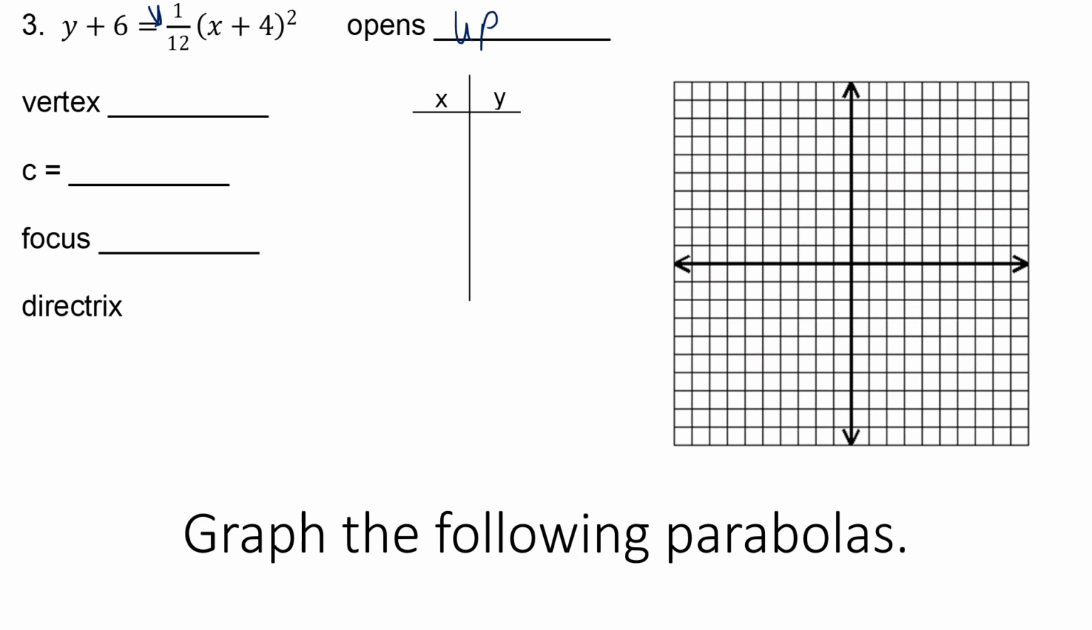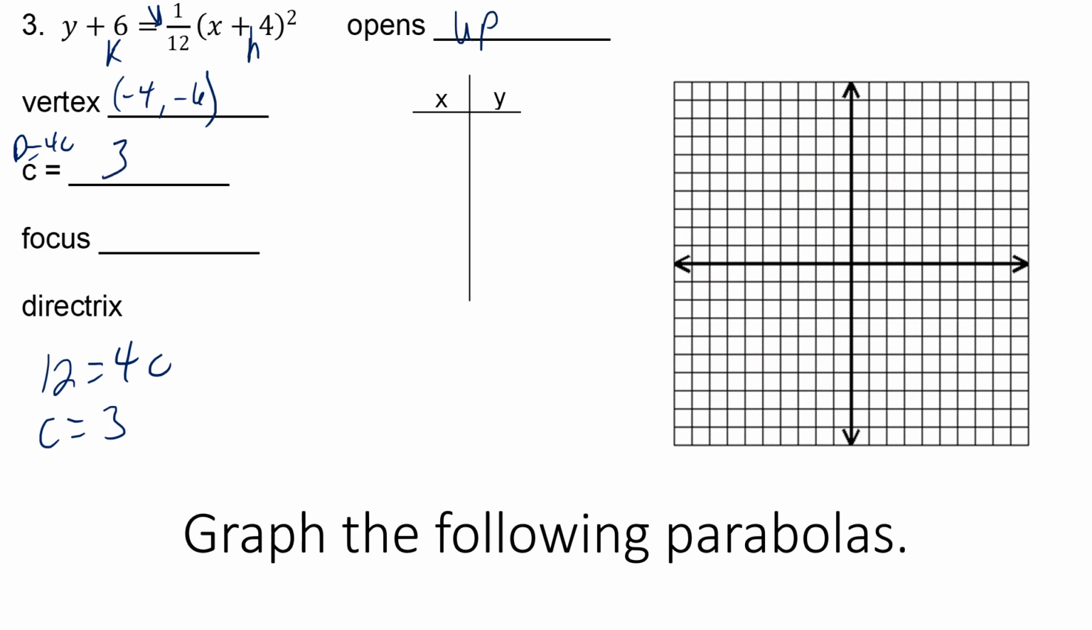My vertex again comes from my h and my k. My h is always with my x, my k is always with my y. So my vertex is going to be, and remember, it's the opposite, at -4, -6. Finding my c comes from the denominator. My denominator equals 4c. So if my denominator is 12, and 12 equals 4c, therefore c has to equal 3.